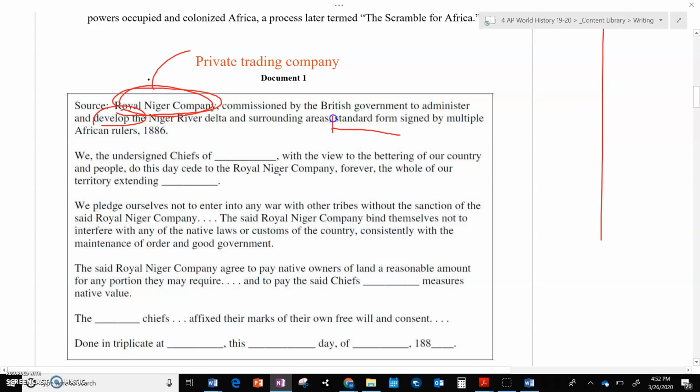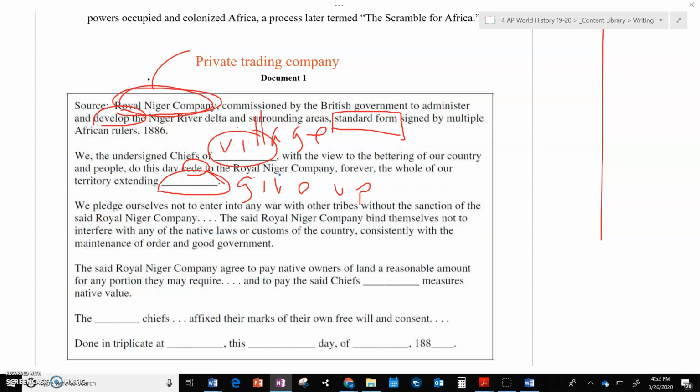It is a standard form, just like we would see today, where you sign a contract for a mortgage or a car loan, where there are blank lines and you initial it. So essentially, they went into Africa and it said, "We, the undersigned chiefs of" fill in the blank of this village or area, "with the view to bettering our country and people, do this day cede," which means give up, "to this private company the whole of our territory extending from," name how much territory you're going to give up, how many miles, from this river to that river, however it's going to be.